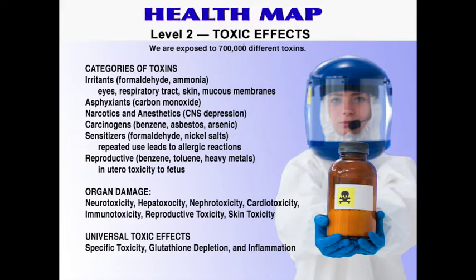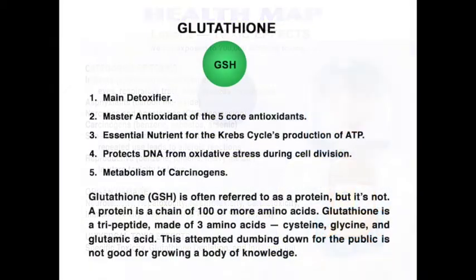Toxins can cause cellular damage, problems with biochemistry, and organ damage. The most common kinds of organ damage involve the nervous system, liver, heart, immune system, reproductive organs, and the skin. We have universal toxic effects. Where there is a toxin, there is inflammation. And where there is a toxin, glutathione arrives to detoxify that toxin. In the process, glutathione often gets depleted.